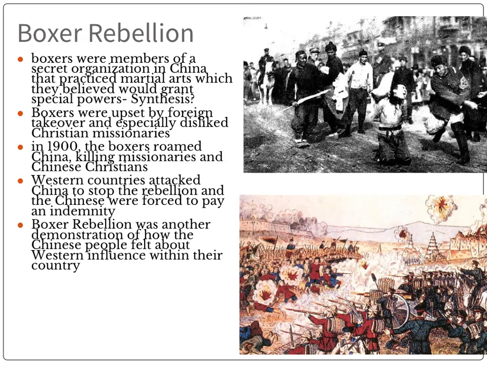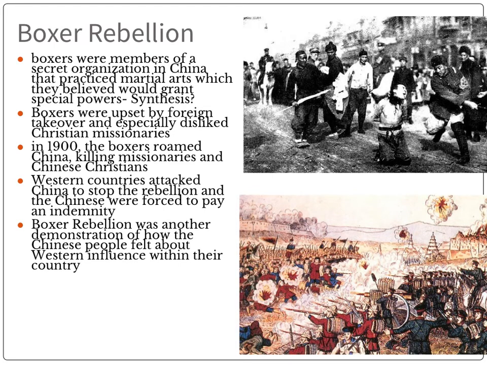So the Boxers were upset by foreign takeover and especially disliked Christian missionaries. And so in 1900, the Boxers started roaming around China, killing Christian missionaries and also executing Chinese Christians, people in China who had converted to Christianity. So it's another example of rebellion in the face of all this westernization trying to come into China.